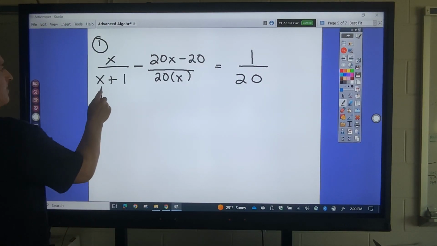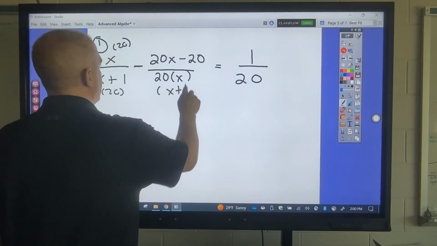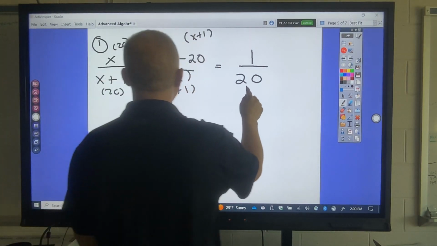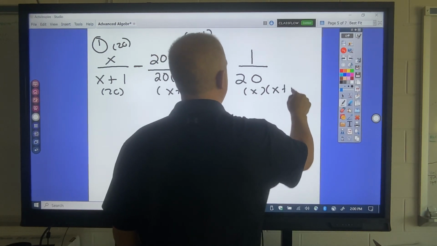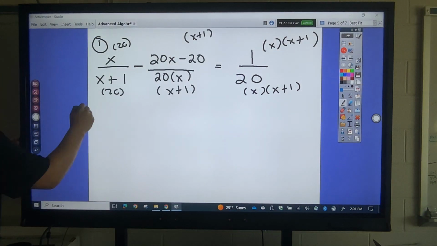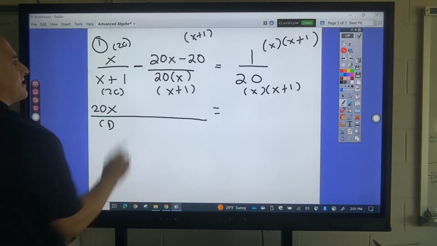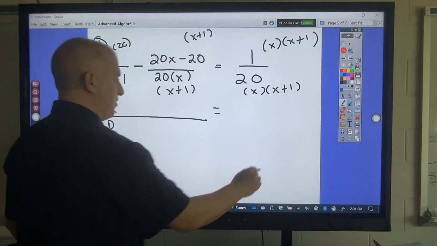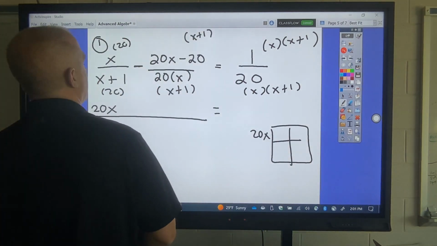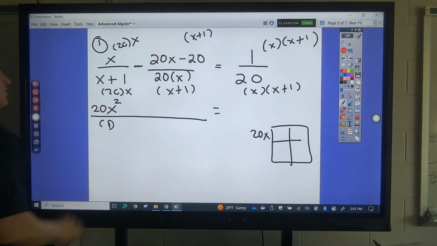All right, this one is missing a 20, so I'm going to multiply by 20. This one is missing an x plus 1, so I'm going to multiply by x plus 1. This is missing an x and an x plus 1, so I got to multiply by them both. All right, now, this is 20x, no problem, common denominator. Okay, this, I would want to use the box to multiply. So I got 20x, okay. Oh, this is also missing an x. That's going to be 20x squared, sorry.